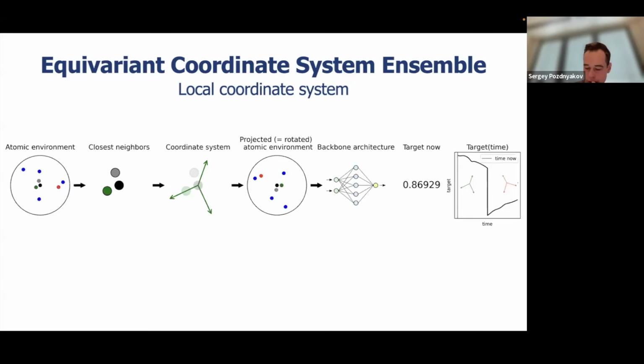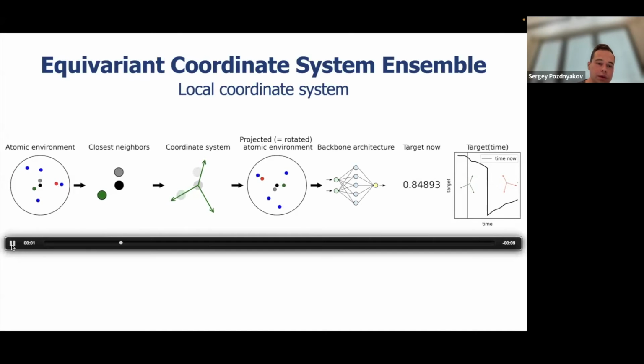So this situation is illustrated by this animation. So what we have: an atomic environment, a pair of closest neighbors and a central atom. We have a coordinate system constructed by these closest pairs of neighbors. We have a projected atomic environment in this coordinate system. We feed this atomic environment to a backbone architecture. It produces some target, which is this value. And the last panel is the static plot, the dependence of the target on time, and time is marked by a vertical line.